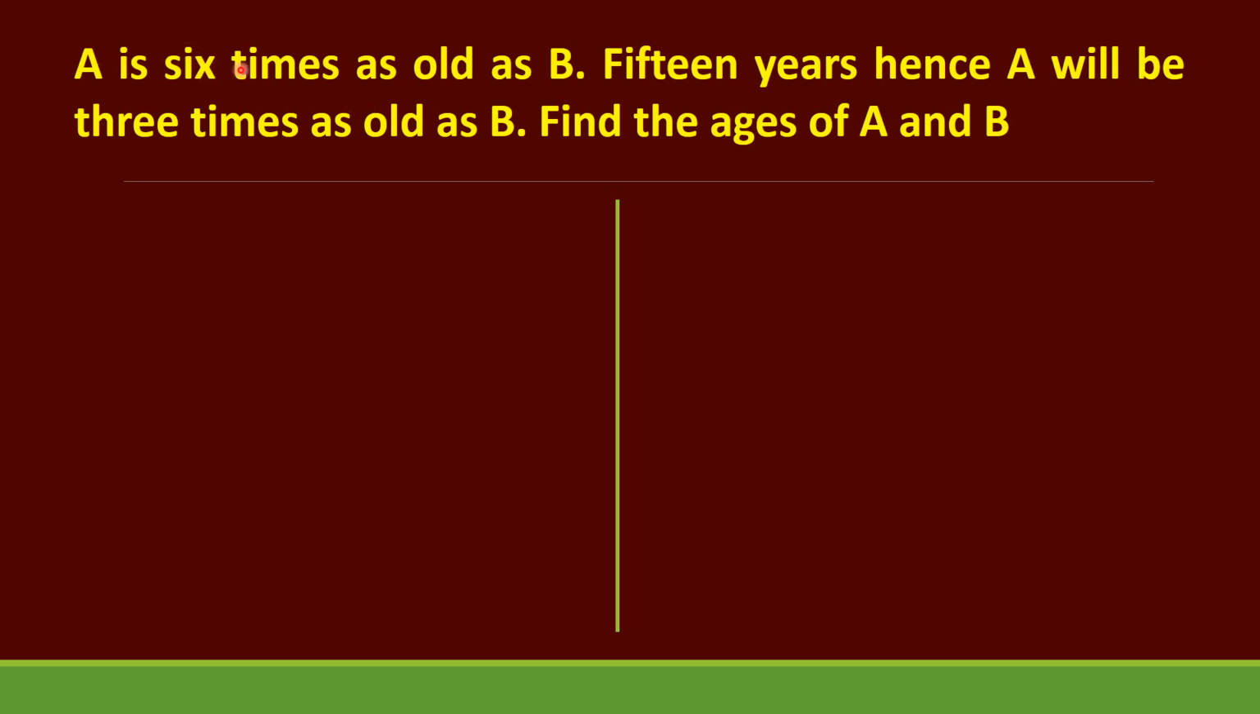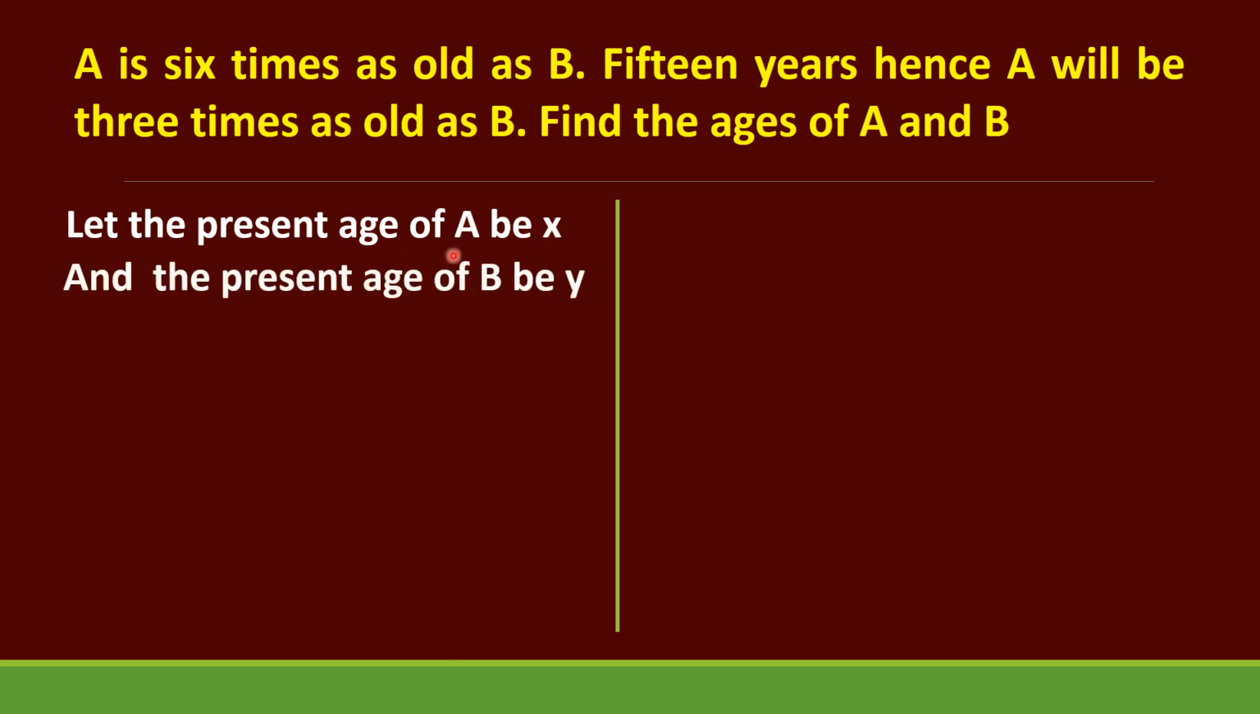So let us see what is to be done. Let the present age of A be X. So the current age of A is taken as X and the present age of B is taken as Y. And it is given A is 6 times as old as B. So whatever is the age of B, A's age will be 6 times of that. So X is equal to 6Y.